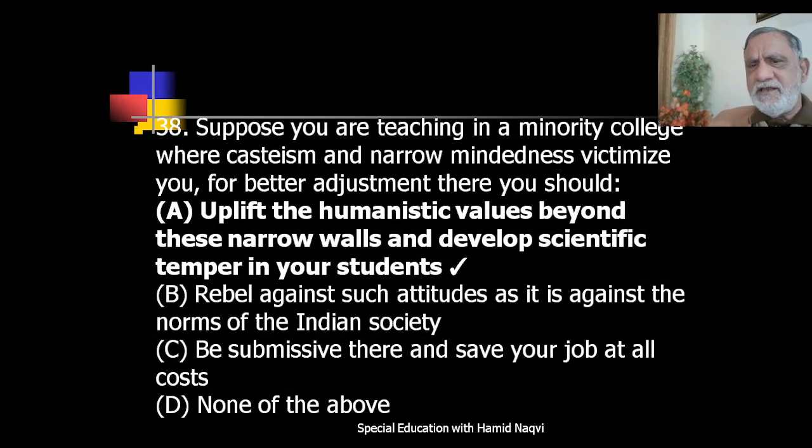Suppose you are teaching in a minority college where casteism and narrow-mindedness victimize you. For better adjustment there, you should uplift the humanistic values beyond these narrow walls and develop scientific temper in your students. Rebel against such attitude as it is against the norms of the Indian society. Be submissive there and save your job at all costs. None of the above. The correct one is the first one.